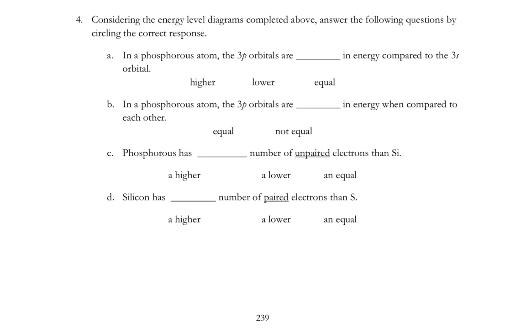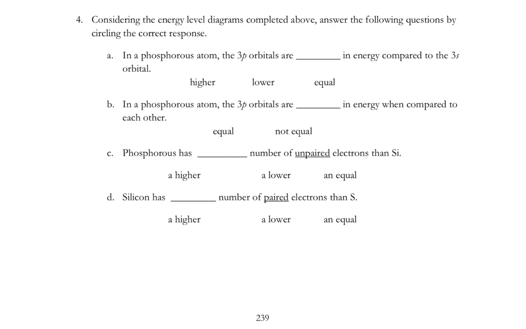So number 4 is considering the energy level diagram that you've drawn above. Answer these questions. So for phosphorus, you are deciding which is higher in energy, 3p or 3s orbitals, and answering the question whether the 3p orbitals are higher, lower, or equal in energy to the 3s orbital.